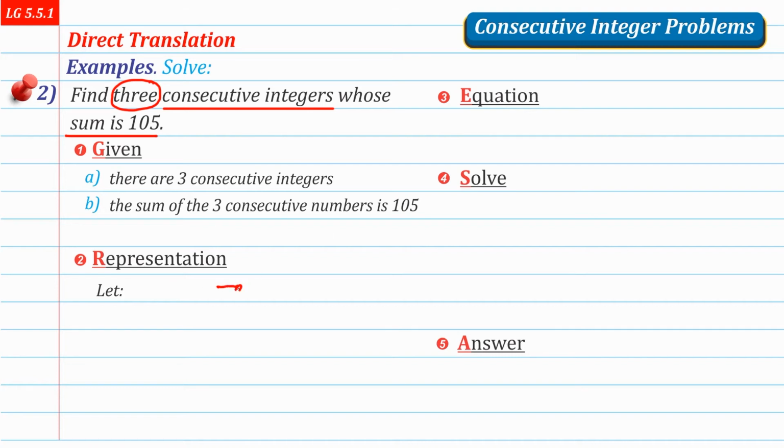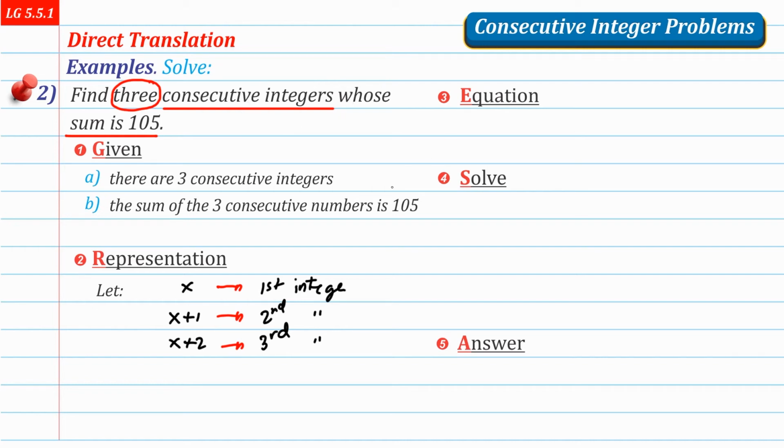I'll put here the first integer, and then the second, and then the third. Take note, just 3. If we let x be the first integer, what would represent the second? Please type. Plus 1, and then plus 2. Add 1 every time because they are integers.